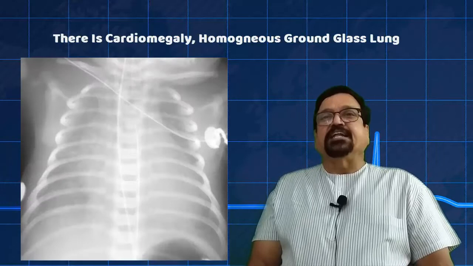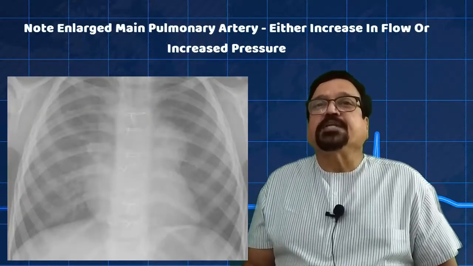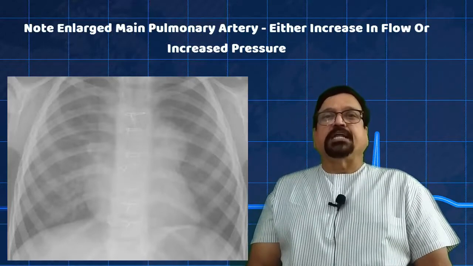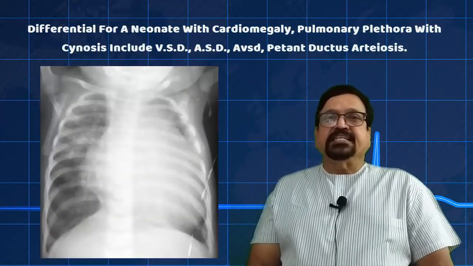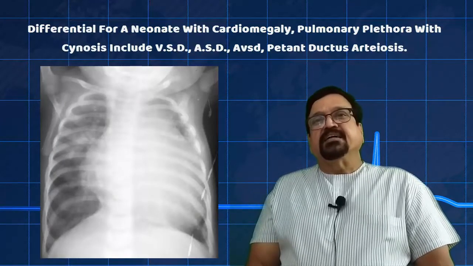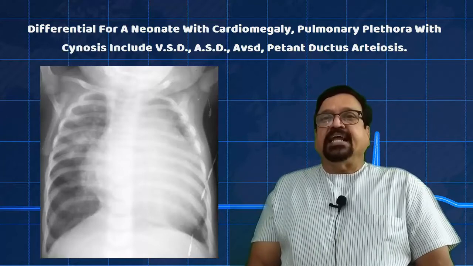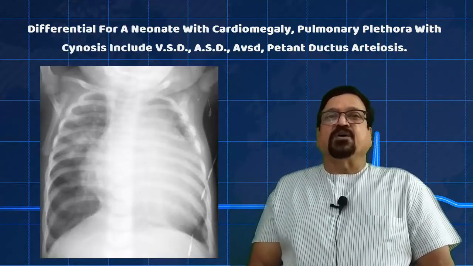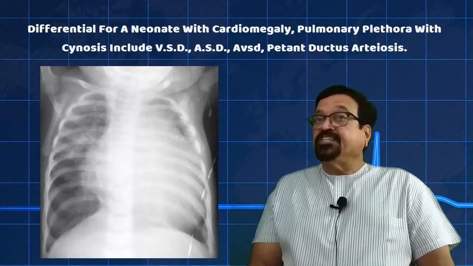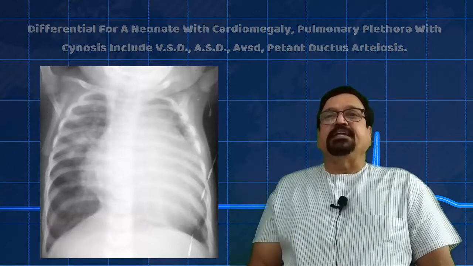Now there is cardiomegaly and homogeneous ground glass lungs. Now this is a case of transposition of great vessels, with no narrowing of the superior mediastinum. This is a cyanotic child. Now there is cardiomegaly and pulmonary plethora, then ASD, VSD, patent ductus arteriosus. If the child is not cyanotic, this is the differential. If the child is cyanotic, then the differential will be different. With this, we are coming to the end of today's session.